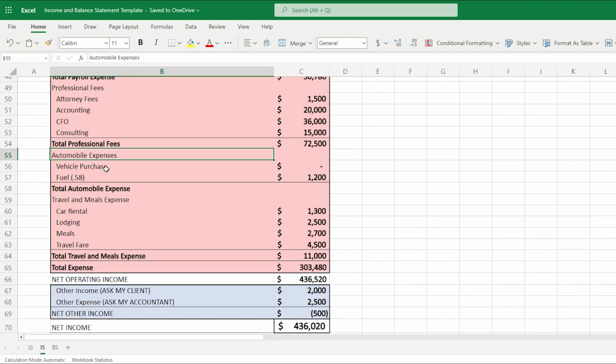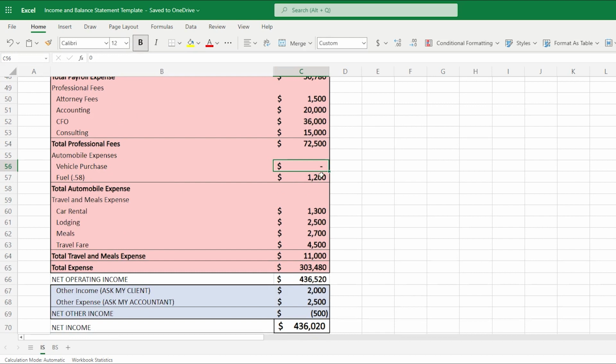Automobile, same thing. Vehicle purchase. Maybe you purchased a vehicle here. Section 179, we want to count some of that, right? Or we can depreciate it over time. If not, right? Fuel reimbursement. You'll see here I have a 0.58.